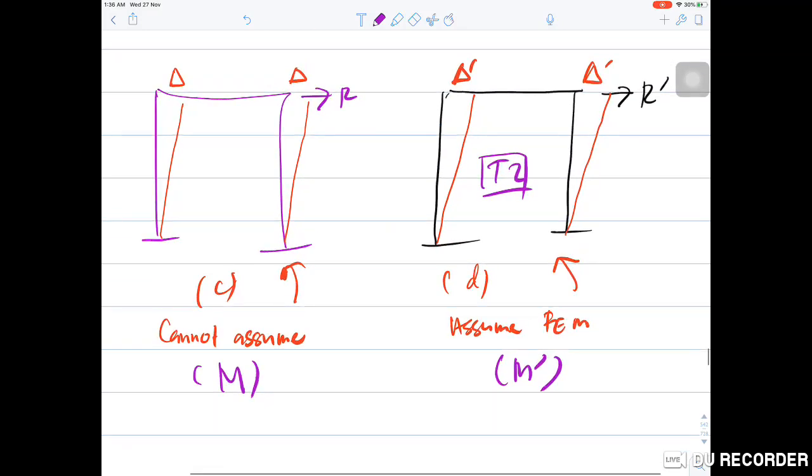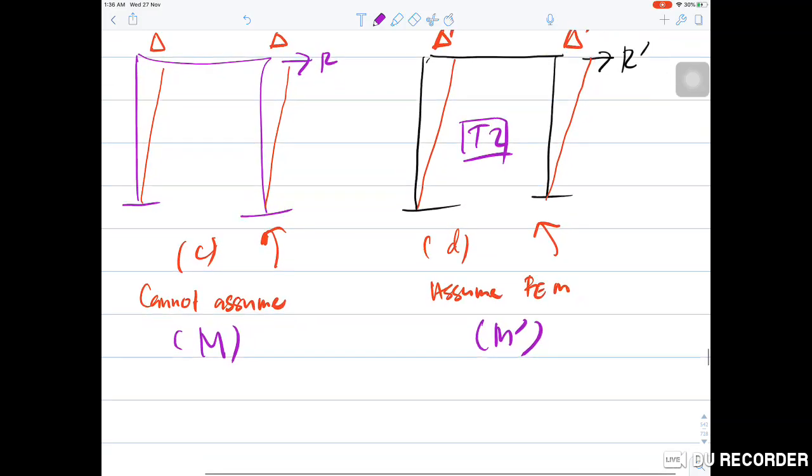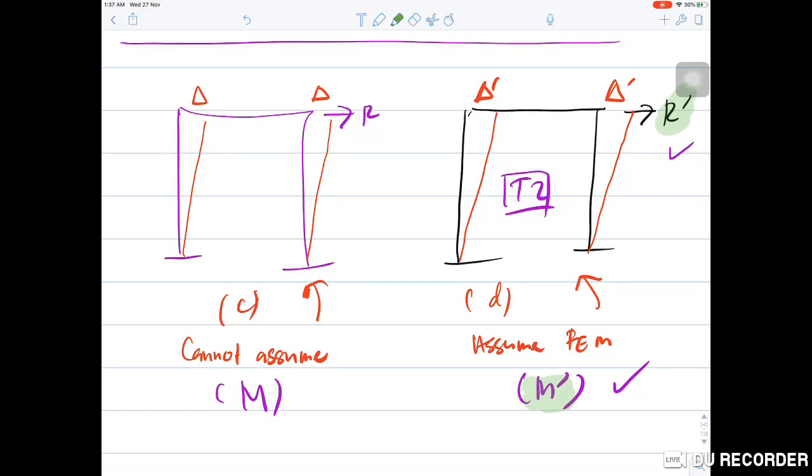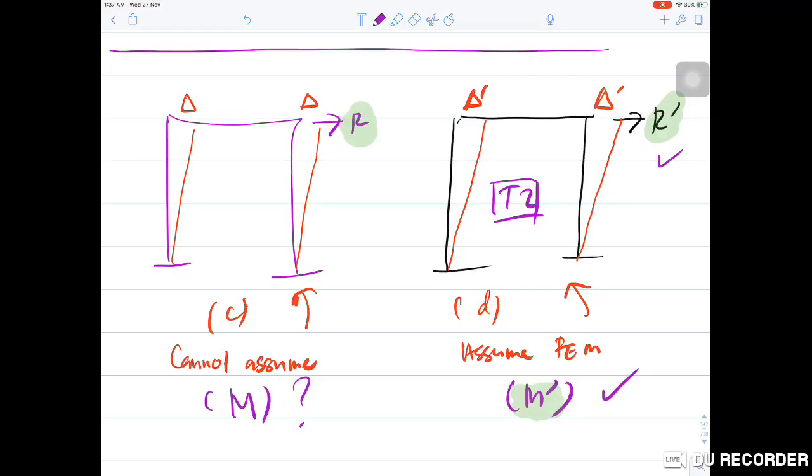Okay, so by comparing these two diagrams, in table 2 we will determine M prime, and after that we use static equilibrium to determine R prime. So these two values are now unknown values. In diagram C, the known value is R, because we determined R after we determined the end moment from table 1. So the unknown here is this one.